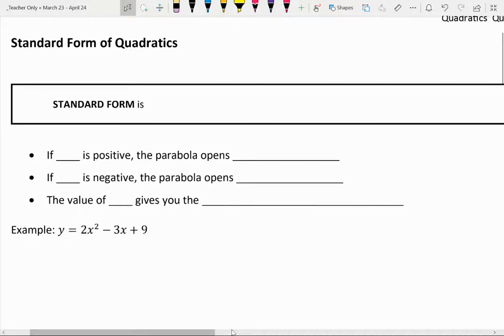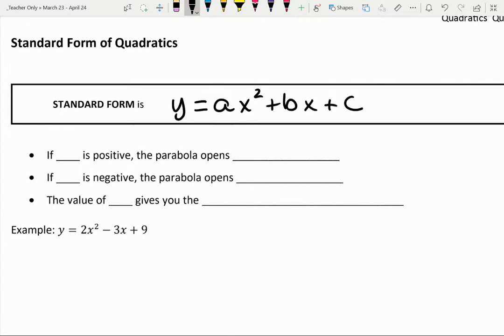All right, good morning. Today we're continuing our review of quadratic functions. Today we're talking about standard form of quadratic functions. So standard form, if you remember, looks like y equals ax squared plus bx plus c. Standard form gives us a couple of the same bits of information. That a value is the same as it was in vertex form.